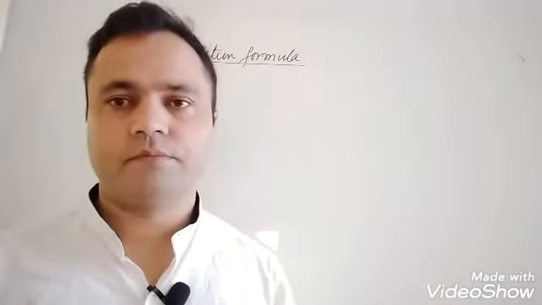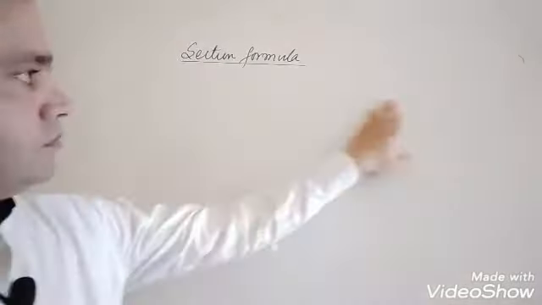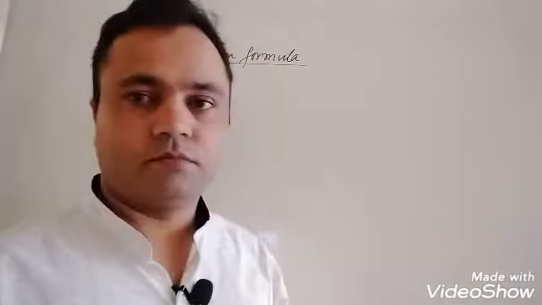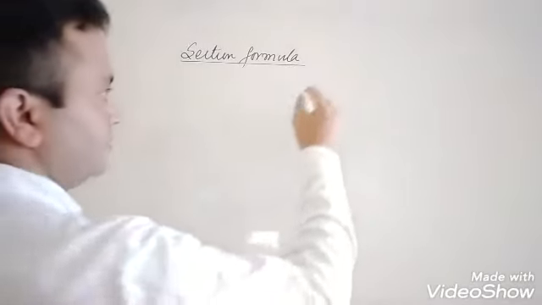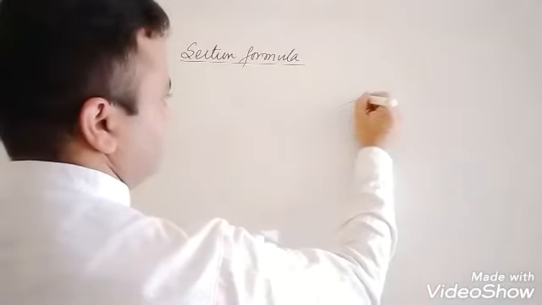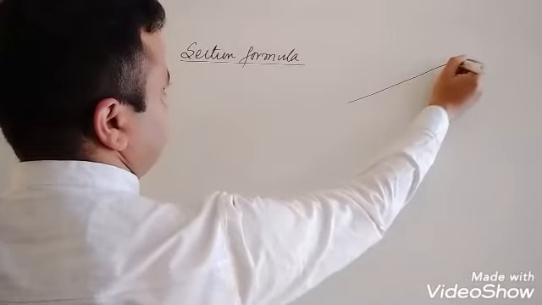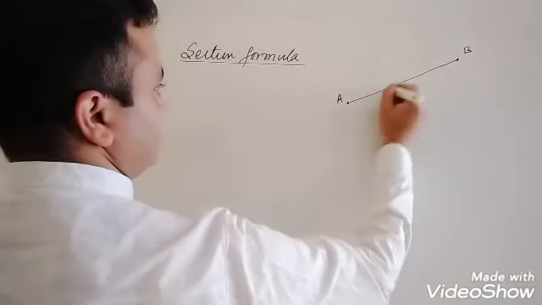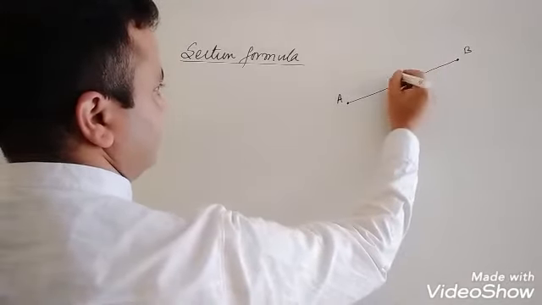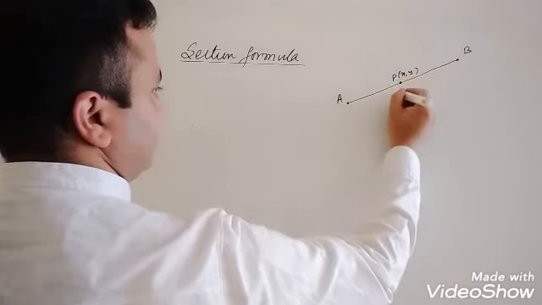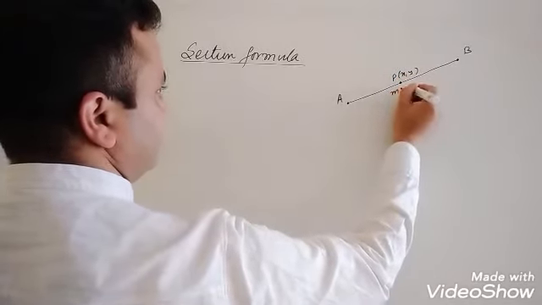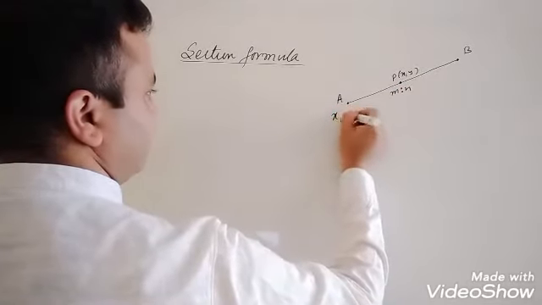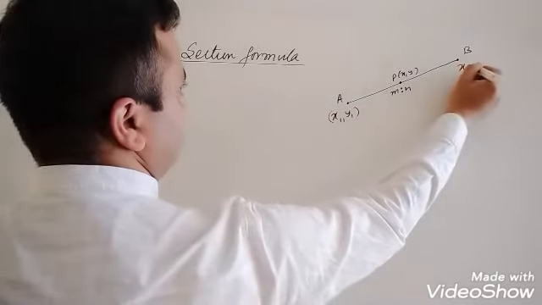We are in section formula, class 10. We have already done the theorem of section formula. Now let us consider a line AB. In between there is a point P, x comma y, which divides the line segment AB in the ratio m is to n. A is x1 comma y1 and B is x2 comma y2.